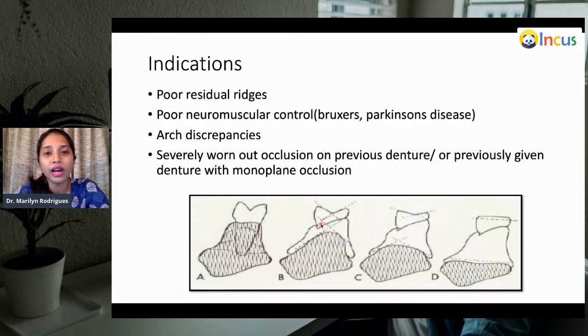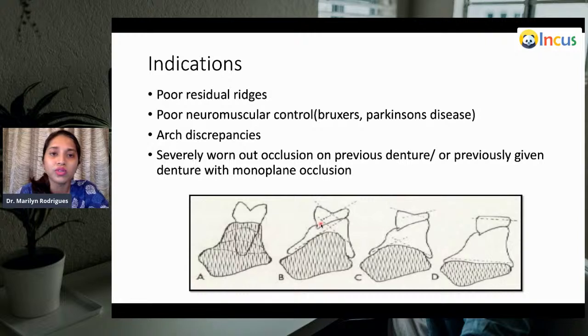Now, when or why do we give monoplane occlusion? It is mostly indicated in poor residual ridges, in patients who are bruxers or who have Parkinson's disease, basically who have poor neuromuscular control. Also for any arch discrepancies, in very severe class 3 malocclusions or severe class 2 malocclusions where you cannot do anything surgically and you have to give complete dentures. Also for severely worn out occlusion on previous dentures or very old dentures.